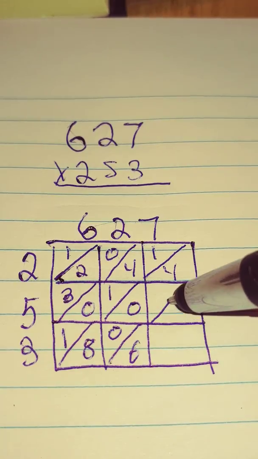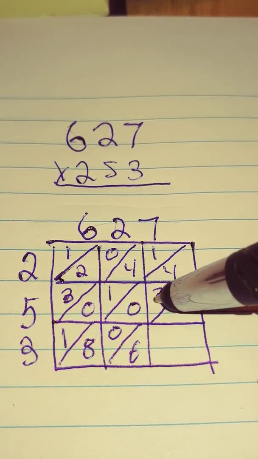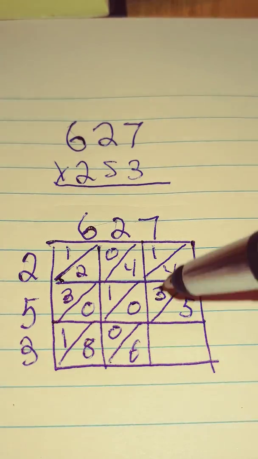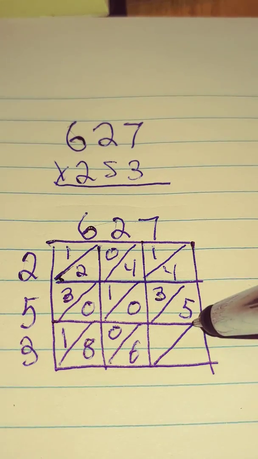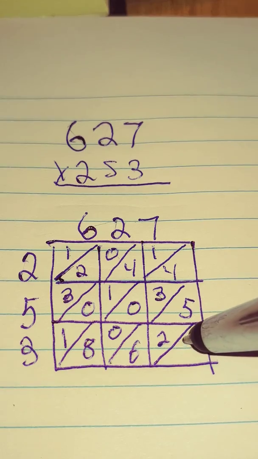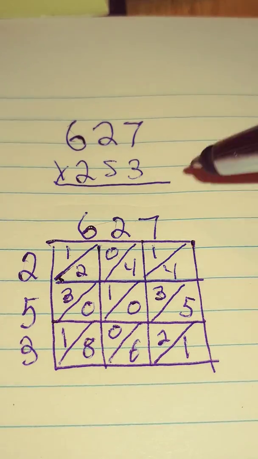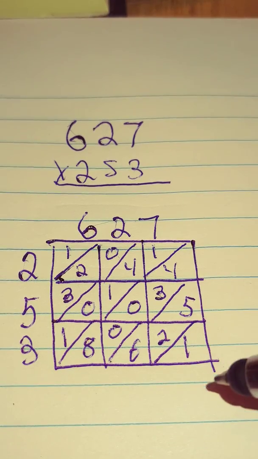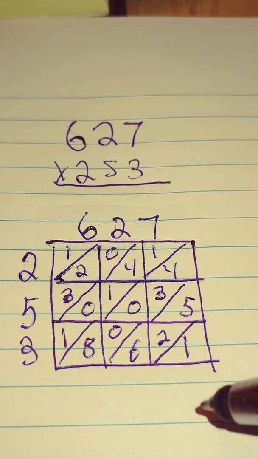5 times 7 is 35. 3 times 7 is 21. Okay, so now you have all that lined up. And again, you're taking time to write it all out. Then you start here from the bottom, and you start to add things up.